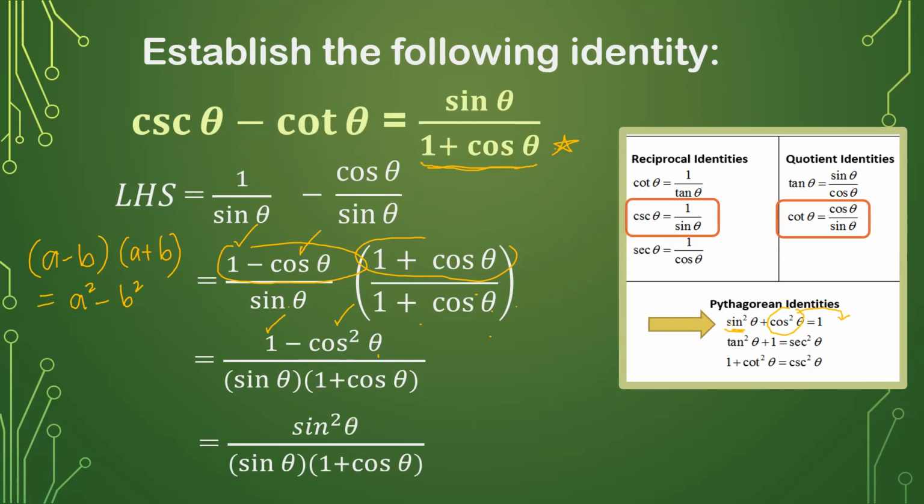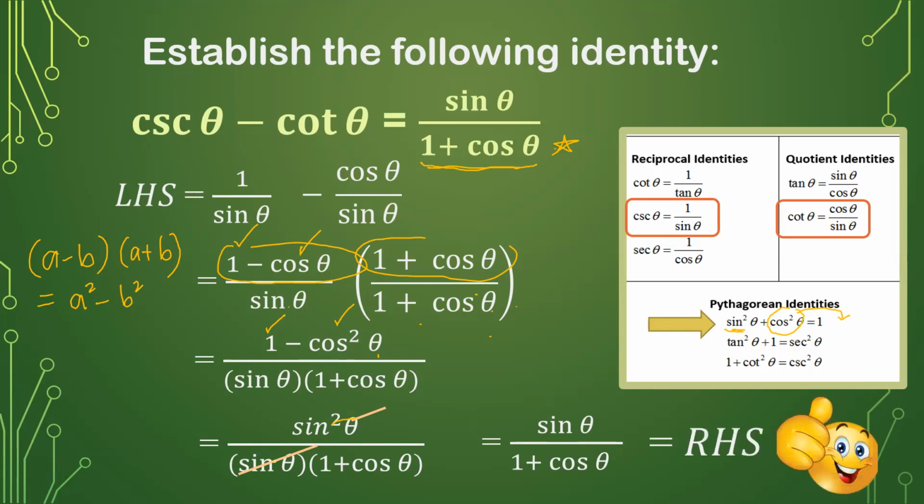Ayun. So nagkakalinaw na. We can cancel the one of the signs here. So yung exponent. Also the sign on the denominator. Okay. So may natira pang sign sa numerator. Tapos sa baba, ang natira na lang is the 1 plus cosine theta. And that is our right-hand side.